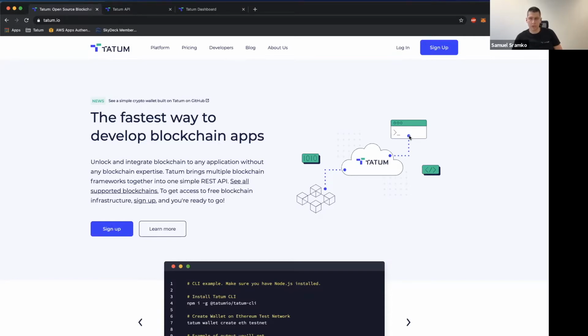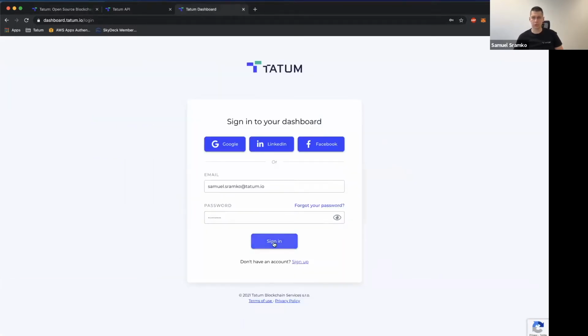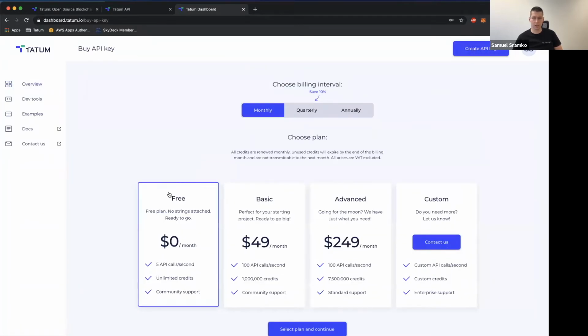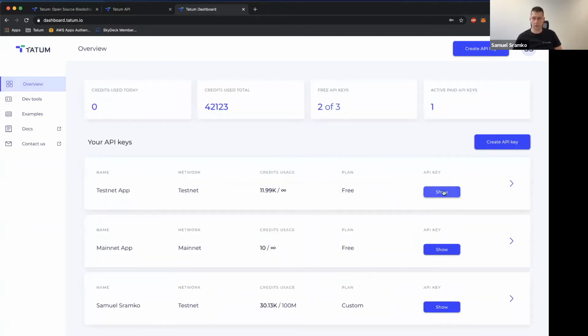To start working with Tatum, you need to sign up into our dashboard and obtain an API key. Our dashboard is available on our homepage. When you set up an account and sign in, you will be able to create an API key. API keys are free for development. It's unlimited and free forever. So all of you can start there. When you create an API key, you can show it inside the dashboard and work with it.